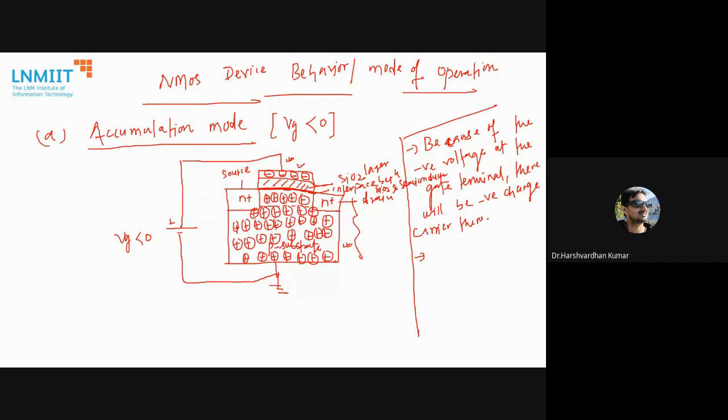Whenever you increase the gate voltage in the negative direction, let us say -2, -3, -4, -5, there will be more negative charge carriers. So it will attract the positive charge carriers from the P substrate, and they will start accumulating just near the interface layer. As a result, there will not be formation of any channel between source and drain, so there will be no flow of current from source to drain. Okay? Can I move to the next topic, that is another mode?